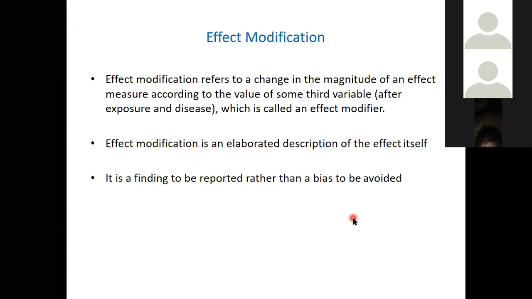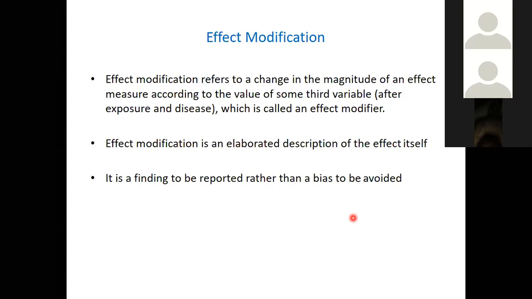Then let's look at effect modification. We have just finished giving an overview of confounding. Effect modification refers to a change in the magnitude of an effect measure according to the value of a third variable, other than exposure and disease, which is called an effect modifier. So sometimes something that you call a confounder may not be a confounder, but an effect modifier. It's a third party also.